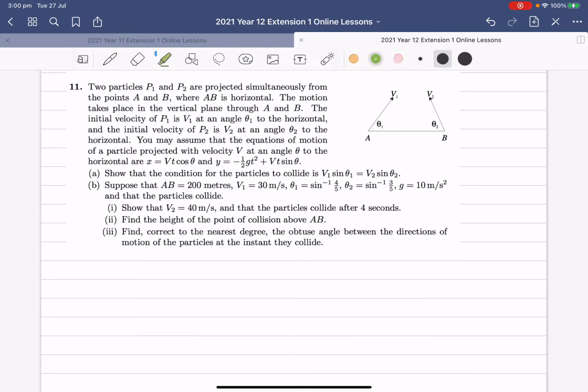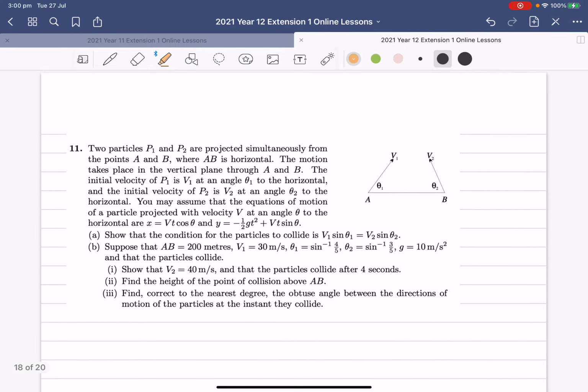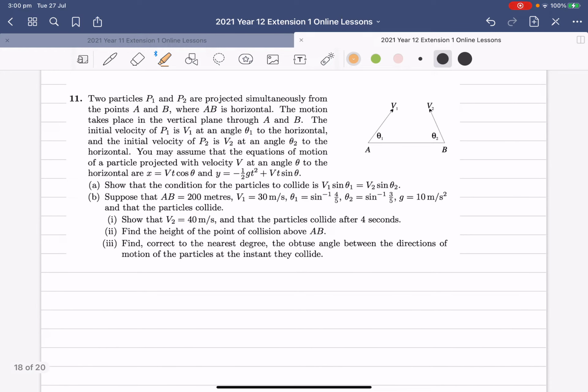Okay, so let's start again. I've been doing this question for a second time now. Two particles P1 and P2 are projected simultaneously from the points A and B, where AB is horizontal. The motion takes place in the vertical plane through A and B. The initial velocity of P1 is V1 at angle theta 1. So the particle goes this way, and the other particle goes that way. This is theta 1, that's V1, that's theta 2, that's V2.